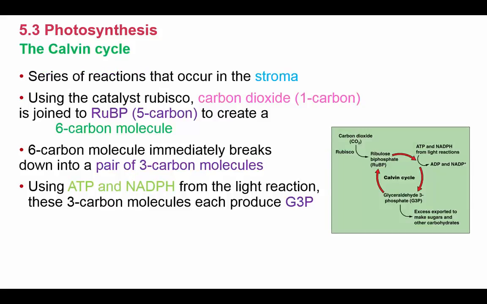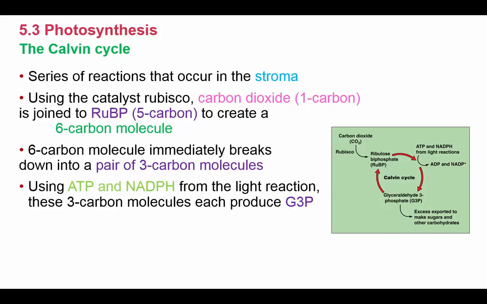Now, the Calvin cycle takes place in that fluid-filled space of the chloroplast we call the stroma, and it's going to use an enzyme called rubisco to take carbon dioxide, which we know has one carbon, to join it with a molecule called RuBP that has 5 carbons, and when you take one carbon and you add 5 carbons to it, it creates a 6-carbon molecule. That 6-carbon molecule immediately breaks in half. Well, if you have 6 of something and you break it in half, you get 2 groups of 3.